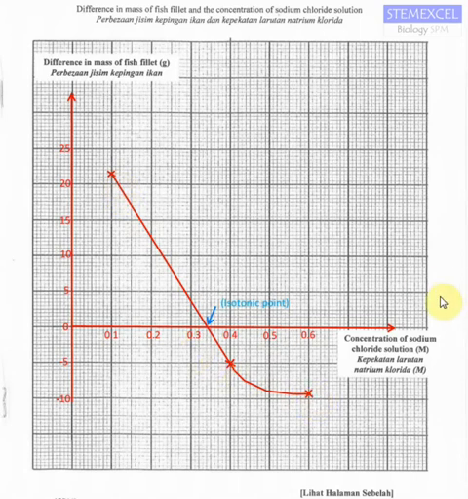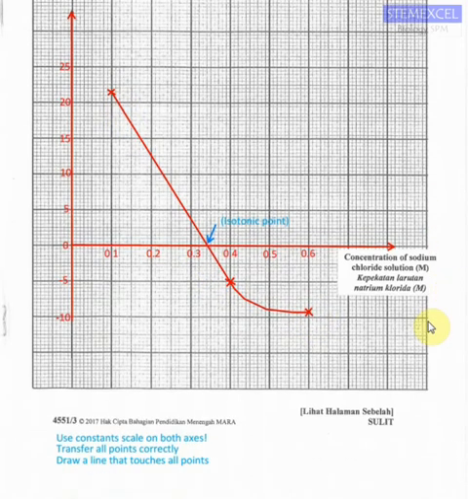So this is also 3 marks, and the 3 important criteria for this kind of graph are: the first one is that you use constant scales on both axes. So make sure this and this axis has a constant scale, so they are regularly spaced, 0.1, 0.2, and not something like 0.1, 0.5, 0.9, where there's no constant interval in between them. So make sure you have a constant scale. Number 2, you transfer all the points correctly, so ensure and double check that you have the right values for both x and y axes. And the third, make sure you draw a line, or in some cases, if they ask you to draw a bar graph, make sure that all the bar graphs are properly connected.